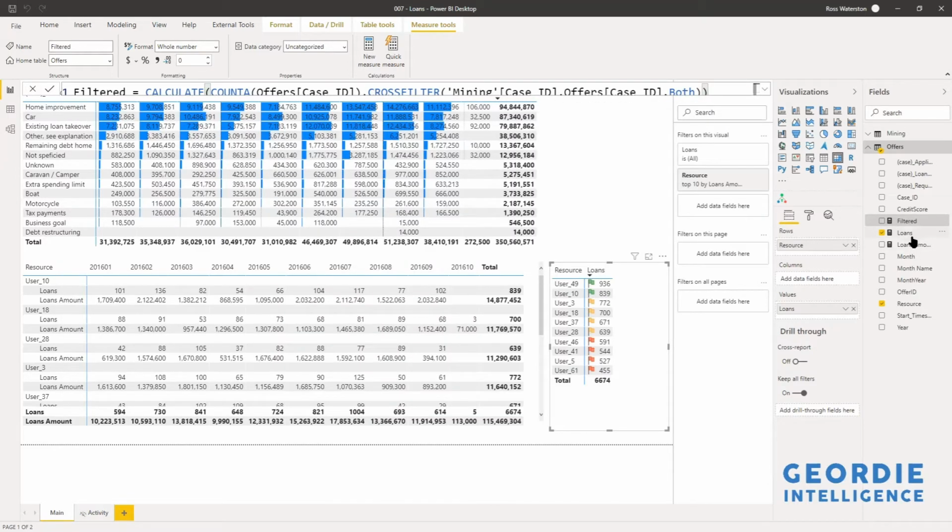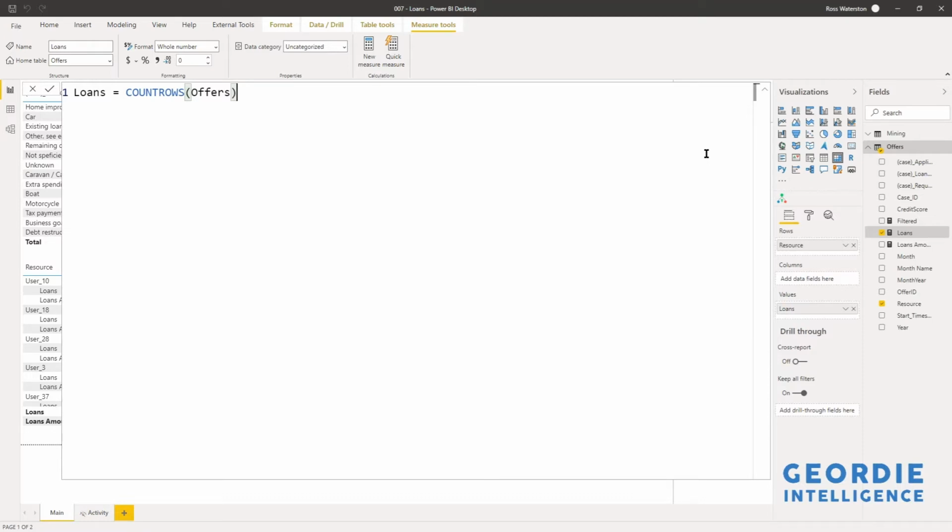So the other two measures I've written for this is loans, which is just count rows of the offers table. That's just telling us how many loans we've got. And remember, count rows is a really efficient little function. It's just going straight to the table. How many rows are in the table? Dead easy. The other thing we've done is a sum.